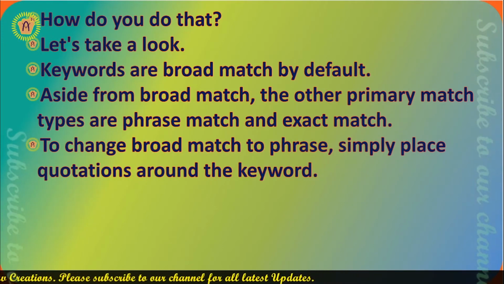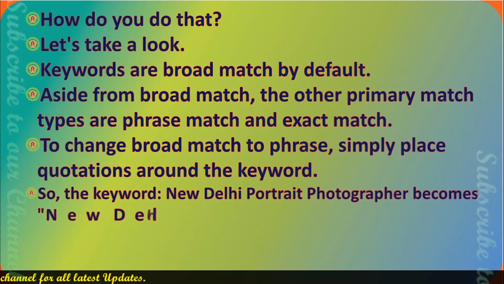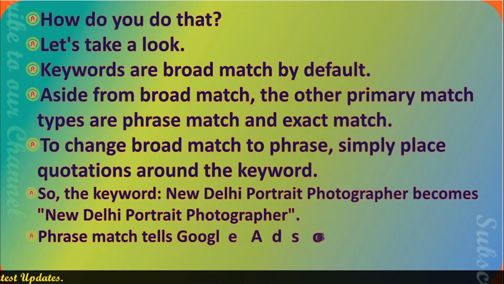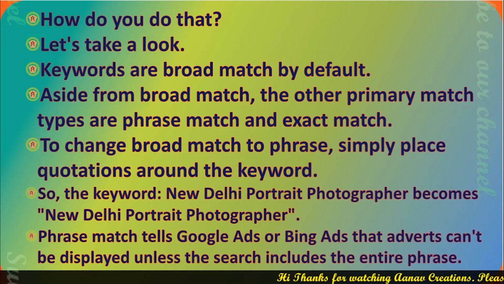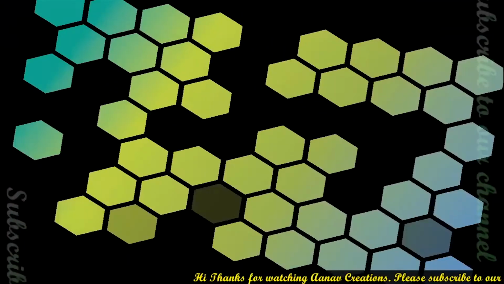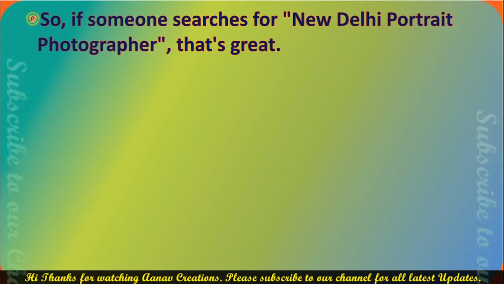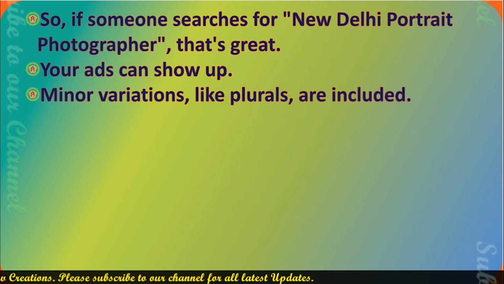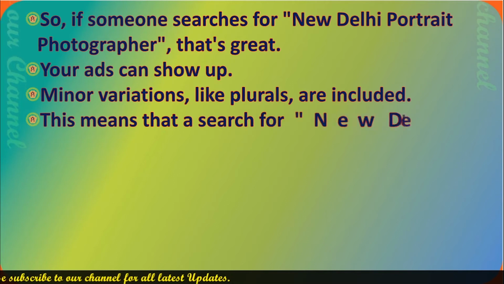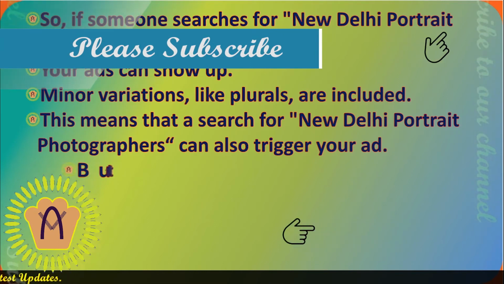To change broad match to phrase match, simply place quotation marks around the keyword. So the keyword New Delhi portrait photographer becomes "New Delhi portrait photographer". Phrase match tells Google Ads or Bing Ads that adverts can't be displayed unless the search includes the entire phrase. So, if someone searches for New Delhi portrait photographer, that's great. Your ads can show up. Minor variations like plurals are included. This means that a search for New Delhi portrait photographers can also trigger your ad.